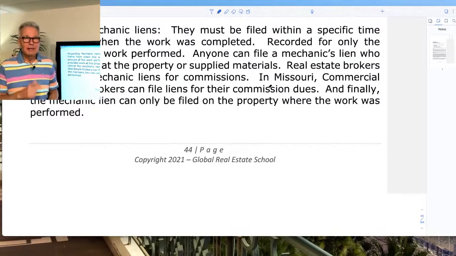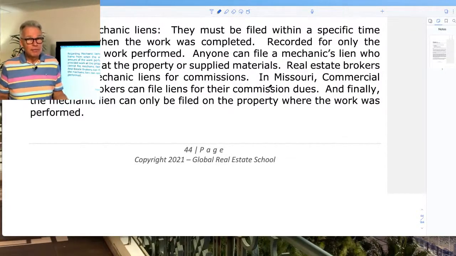And you immediately say, I watched John Mayfield from Global Real Estate School's YouTube video, and John specifically told me and warned me about this type of application question over liens. And John said, you can only file the mechanic's lien on the property where the work or the services were performed. Period. You need to know that. If you remember that, you're in good shape. You're going to get that question right. So you have to file the mechanic's lien on the property where the work or the services were performed.